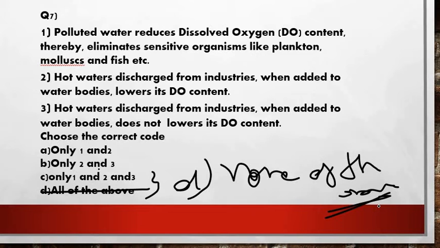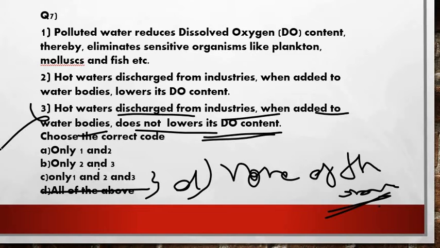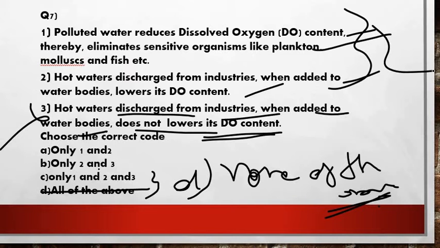Wait, let me see the question once. The hot water discharges from industries do not lower it, so the third statement is wrong. So statements 1 and 2 are correct. It decreases the planktons and other things. In the second statement, it says when hot water is added to the water body, it lowers its DO content. So both these statements are correct. So 1 and 2 is the answer, that is option A will be our right answer, and statement 3 will be the wrong one, right?